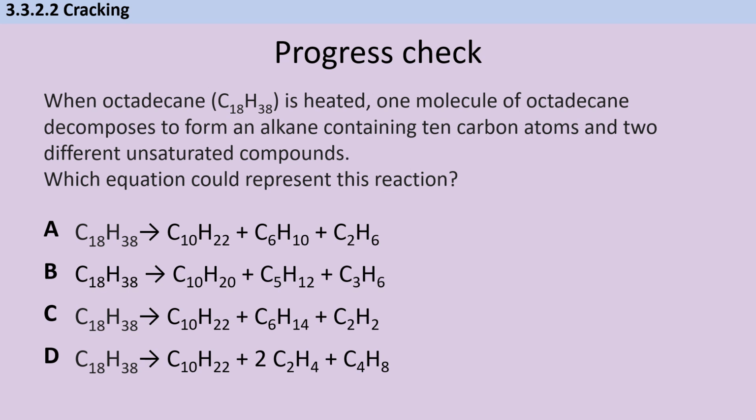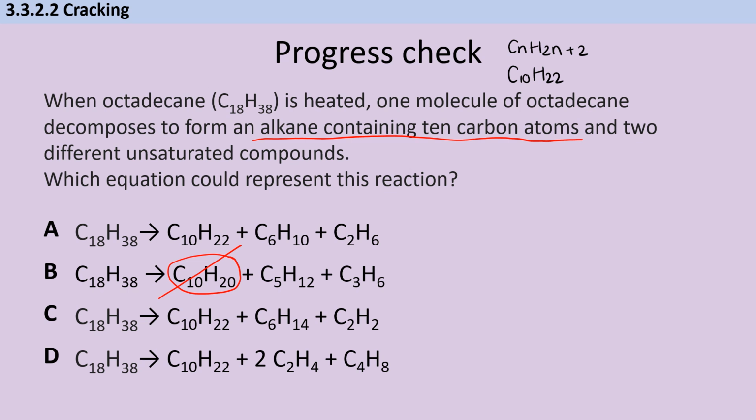So the first important piece of information is that I'm expecting an alkane containing 10 carbon atoms. And I know even from GCSE that alkanes have the formula CnH2n+2. So an alkane with 10 carbon atoms would be C10H22. So straight away I can rule out answer B because that doesn't have decane in it, it has decene.